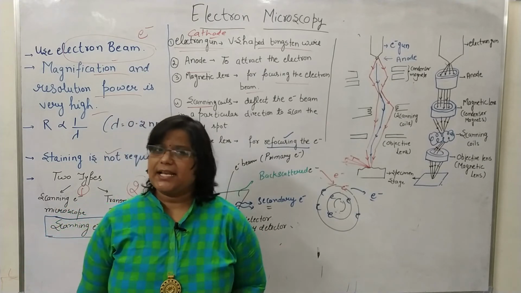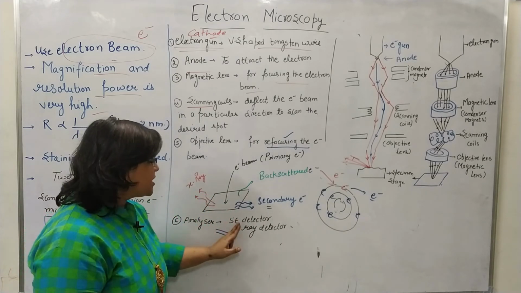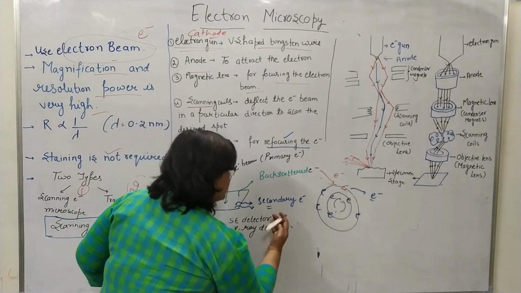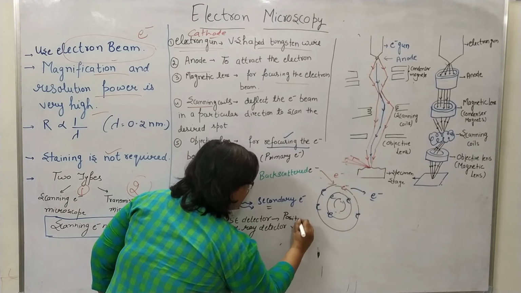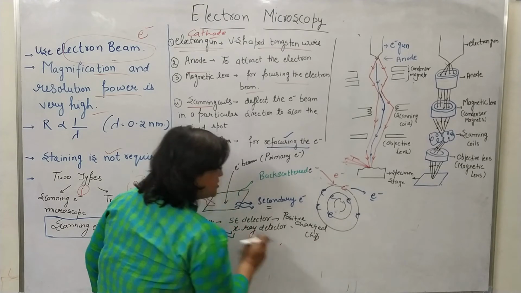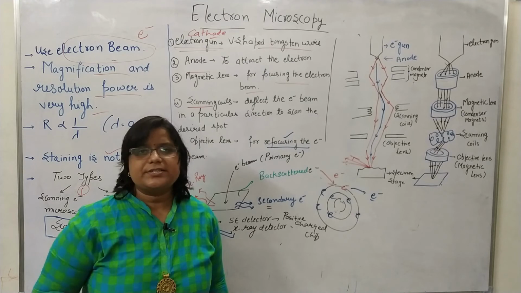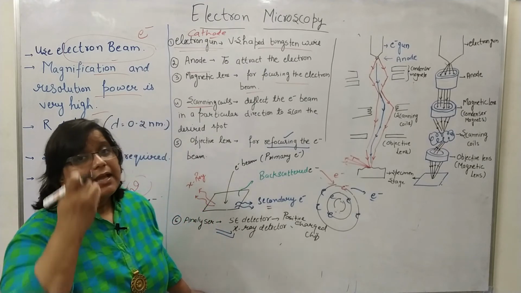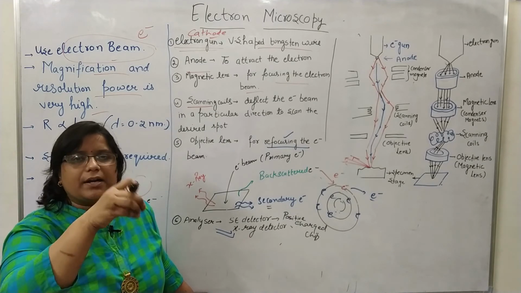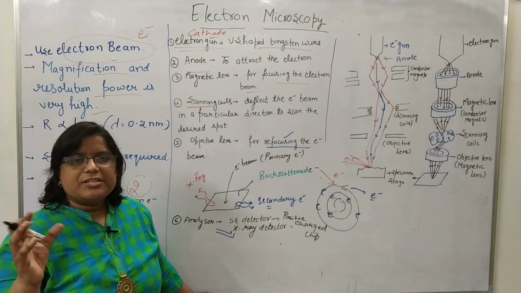I think this point is clear. Now the secondary electrons will be detected with the help of the secondary electron detector. The secondary electron detector has one positively charged chip. This positively charged chip will attract these negatively charged secondary electrons, and they can analyze them, and on the monitor they will show the image. Means on which part they are generating the electrons, according to the generation of secondary electrons, the image can form.